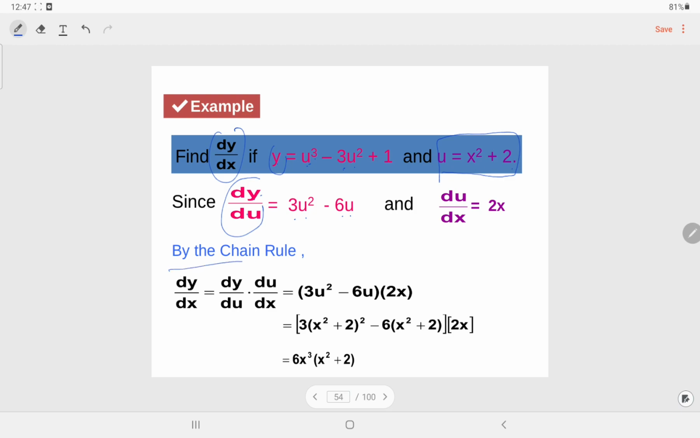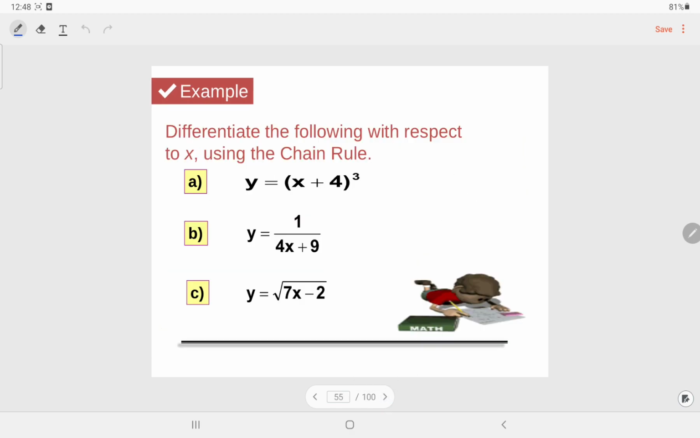By using the chain rule, you need to memorize the formula dy over dx equal to dy over du times du over dx. Okay, so we have dy over du and then du over dx. Then u equal to x square plus 2, we substitute, so now we can get it in terms of x. And then we solve, we get 6x cubed times x squared plus 2 as the final answer.